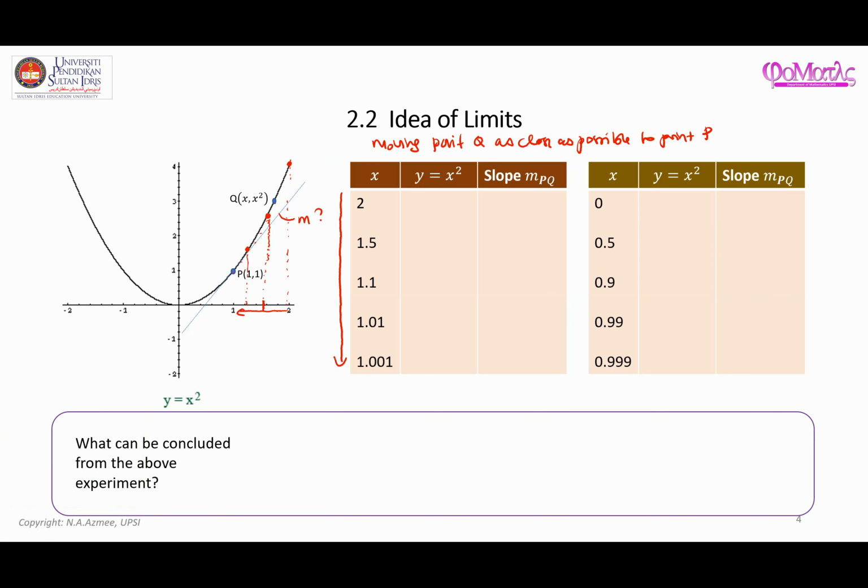If you consider this other table, you can see that x is moving upwards from 0 to 0.999. So the point is moving in this direction, approaching x equals 1. If x is somewhere here, the value of y is somewhere on this curve. If the value of x is here, y is somewhere here. So the point is moving closer and closer to P.